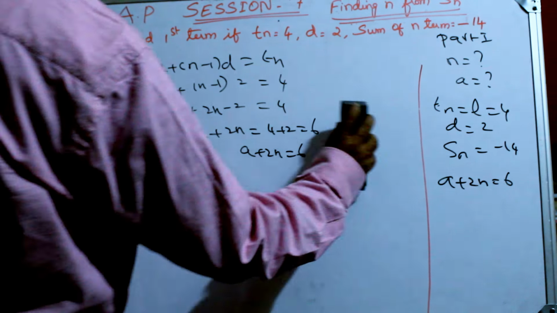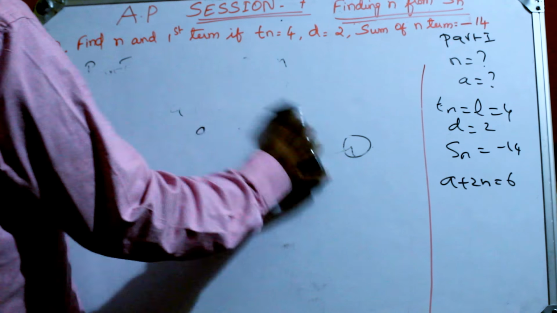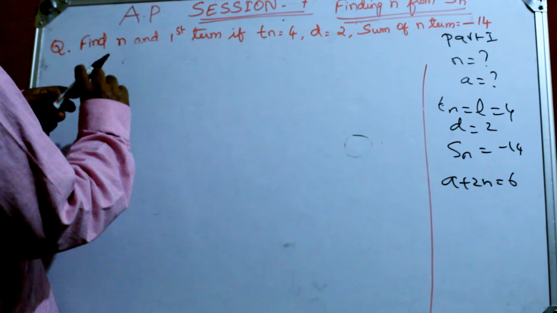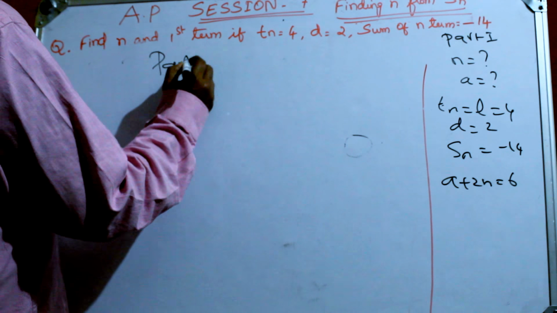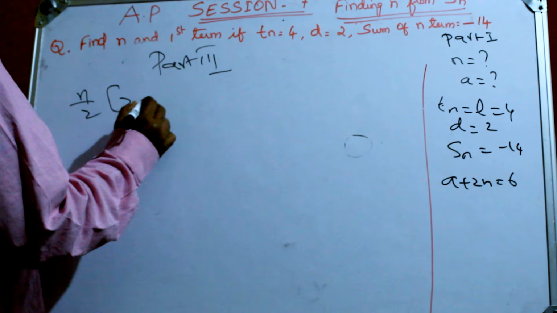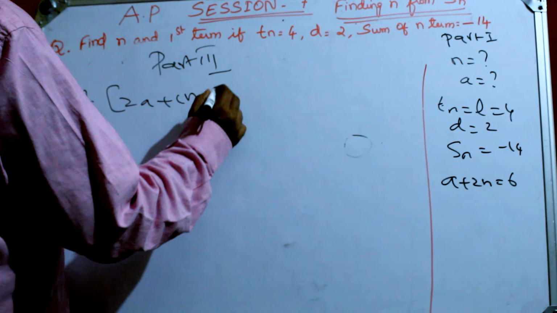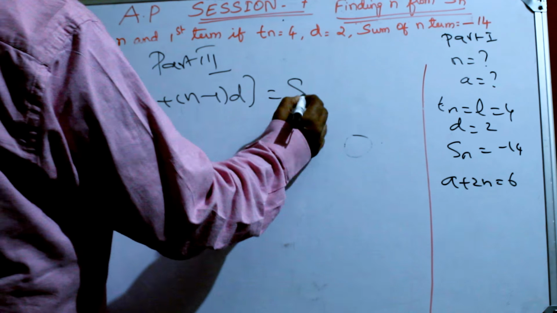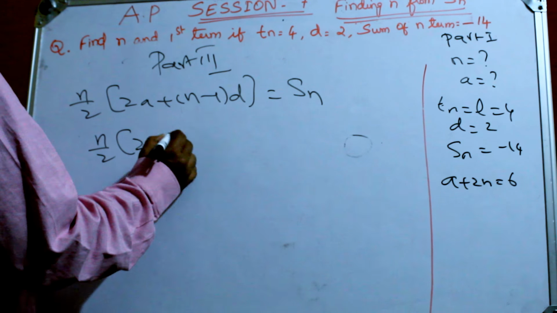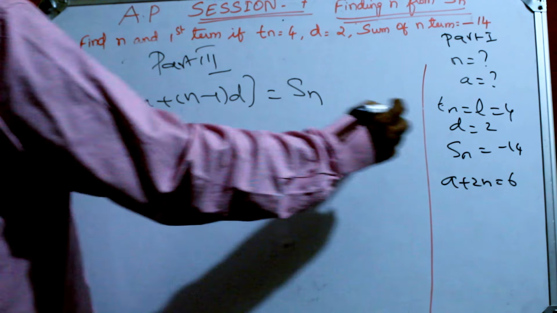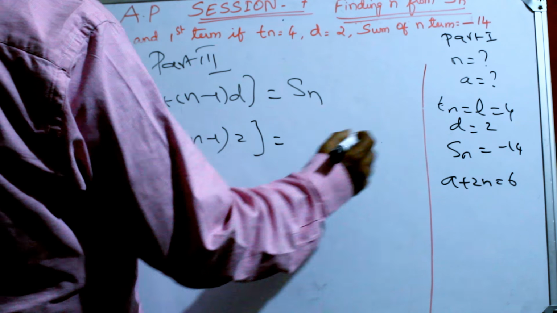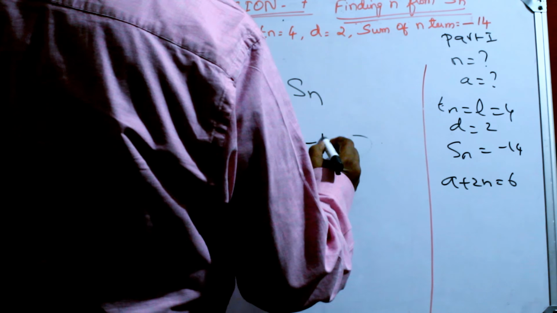Next we write the Sn formula. We know the Sn formula is part 1, part 2, part 3. Sn is nothing but n by 2 into 2a plus n minus 1 into d is equal to Sn. N we don't know, n by 2, a we don't know, plus n we don't know, but d we know is 2, equal to Sn, which is nothing but minus 14.